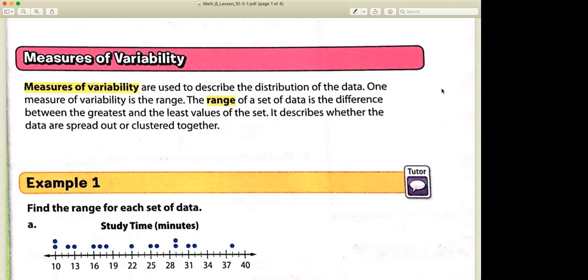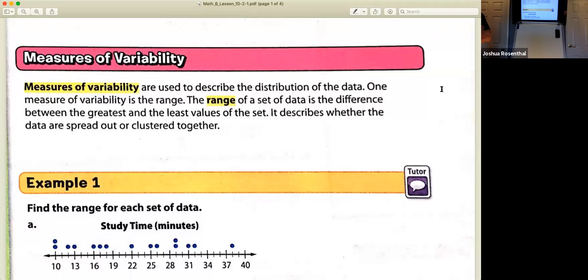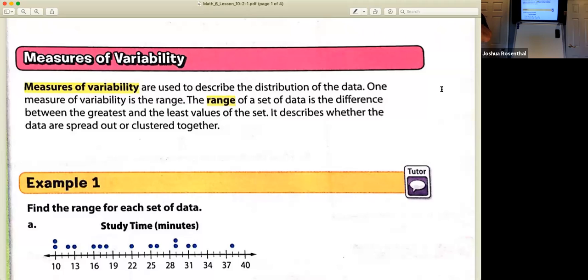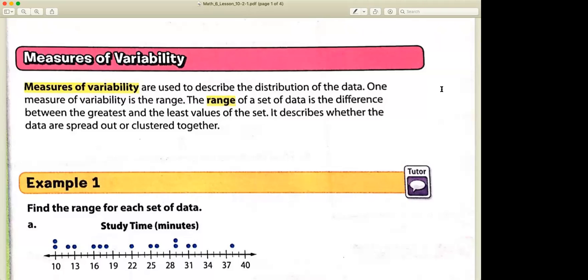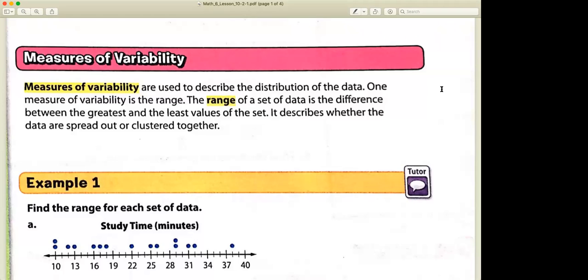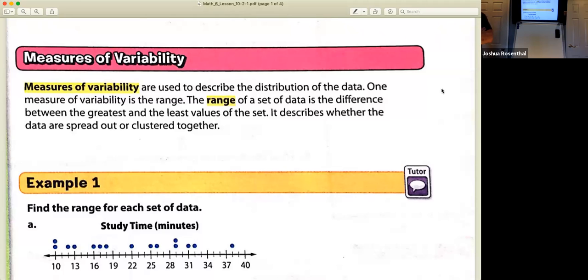Mr. Rosenthal, it says the range of a set is the difference between the greatest and least values. Yeah, so that's true. Wouldn't that be 30? What's the greatest value that you see? 40. That's not one of the values. The values are the dots, not the number. Oh, okay. Sorry. No, that makes sense to me how you would think that.